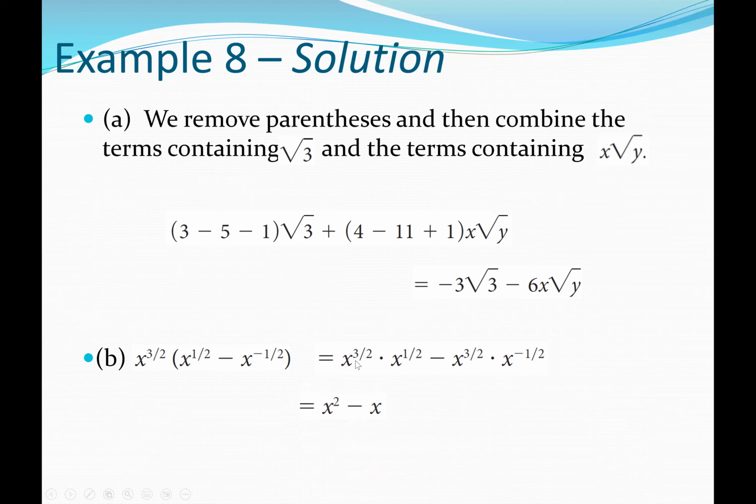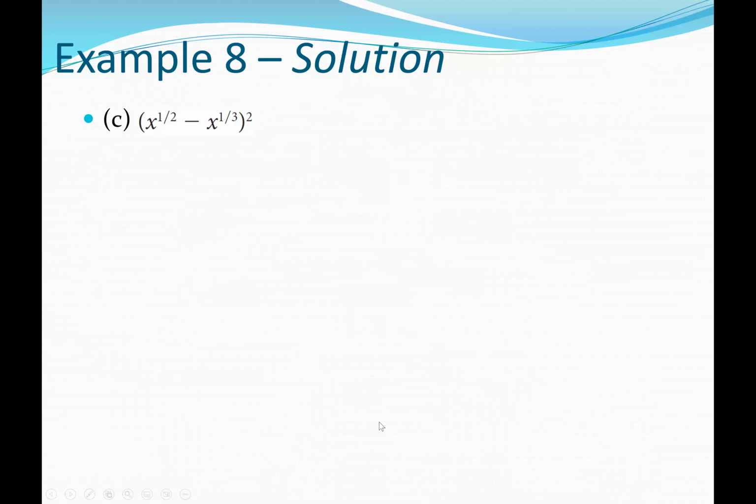Now we know that 3 halves plus a half will give me 4 over 2, so that will give me 2. Then 3 by 2 minus a half: if I subtract 1 from 3, I'm left with 2 over 2, which gives me 1. So that's why we have 1 here. We can leave the answer like this, or if we like, we can factorize it also.